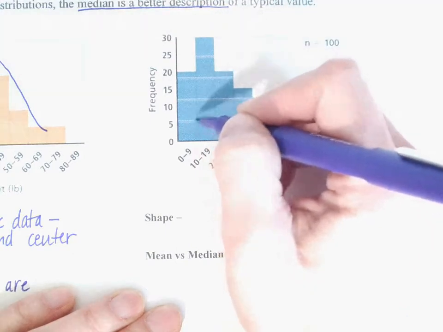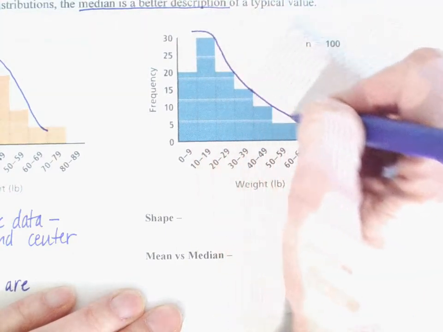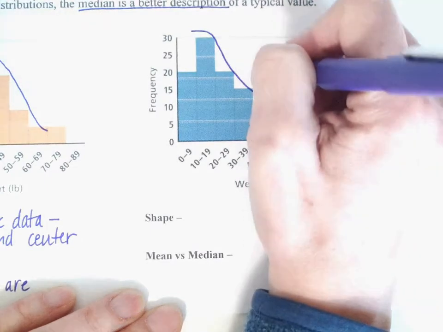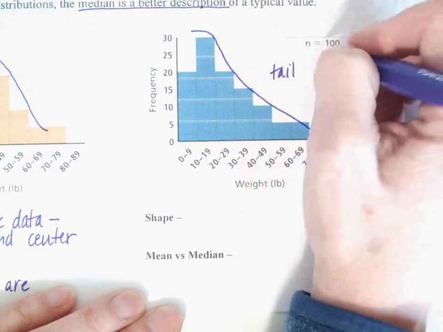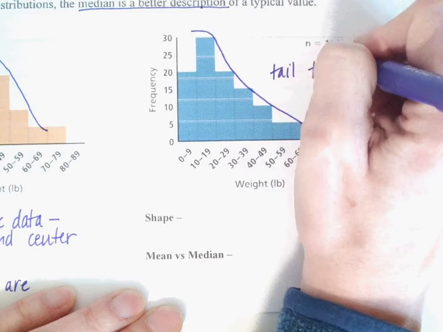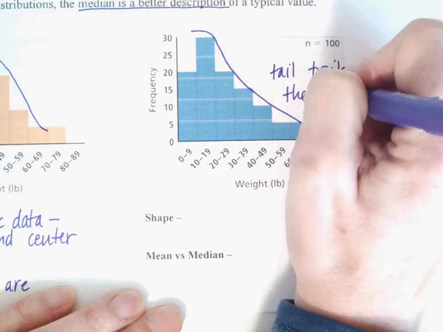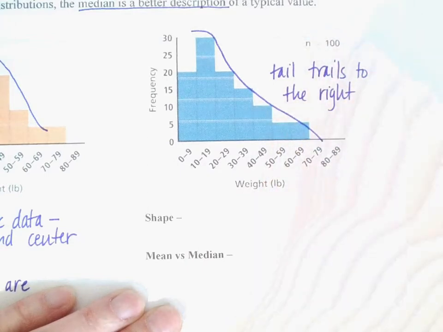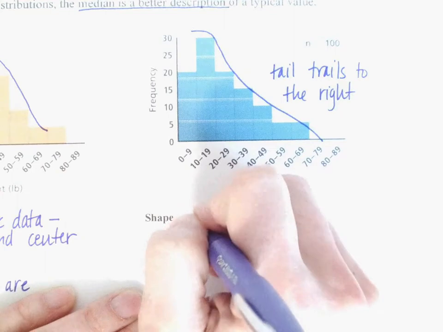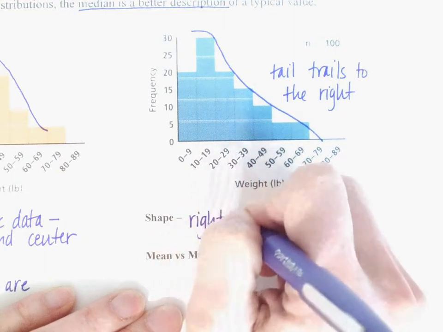So we see everything clustered to the left, but what's important is we see that the tail of this distribution trails to the right. Okay, so again, that tail trails to the right. So that means that the shape is called right skewed.